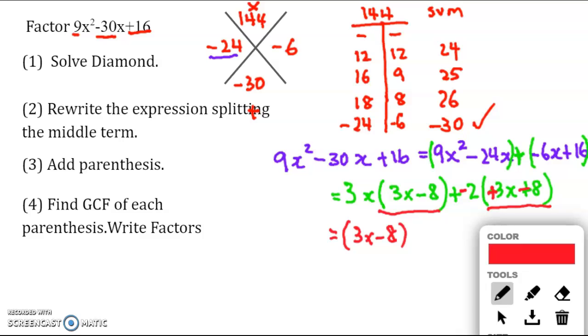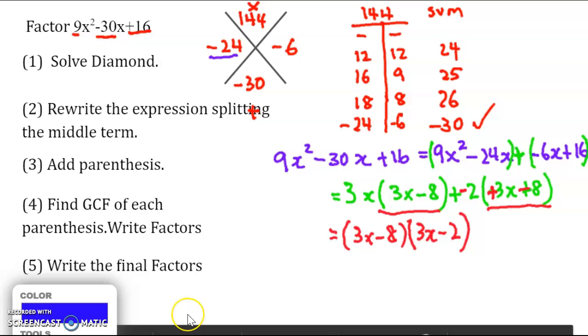What is being multiplied to 3x minus 8? The first one is 3x, and the second half is going to be negative 2. So this is the factored form: 9x squared minus 30x plus 16 is going to be 3x minus 8 multiplied by 3x minus 2. Again, you should use FOIL to quickly check if your factoring is correct.